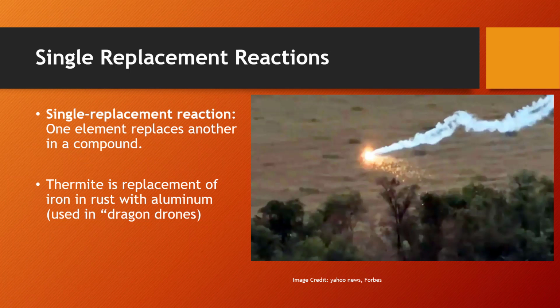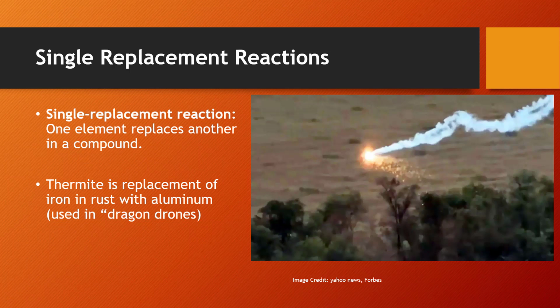Single replacement reactions. This is where one element replaces another in a compound. A good example of this is thermite. So thermite is when you have the iron in iron oxide, i.e. rust, being replaced by aluminum. If you put iron oxide and aluminum together and then you heat them up just a little bit, they start a single replacement reaction, which gives off liquid iron.